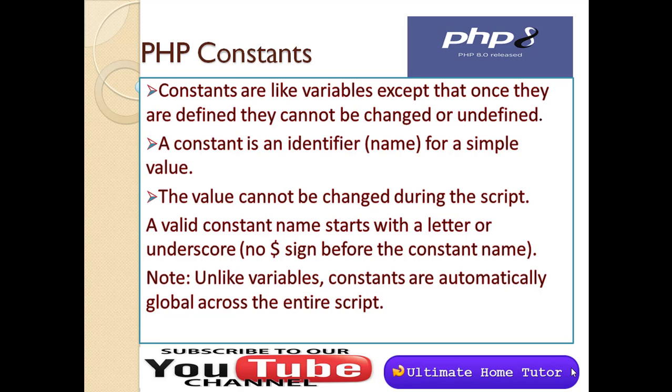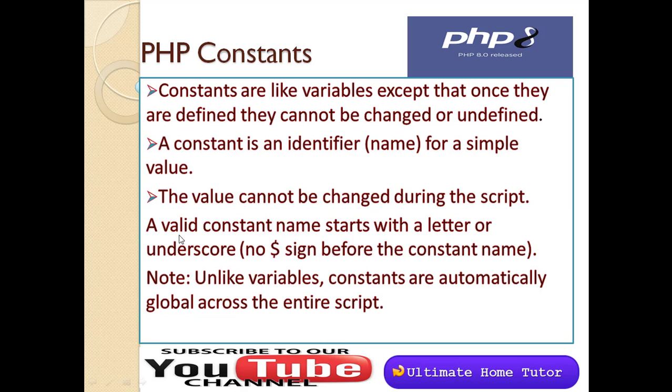A constant is an identifier for a simple value. The value cannot be changed during the script. A valid constant name starts with a letter or underscore. There is no dollar sign before the constant name. This is very important. A valid constant name starts with a letter.